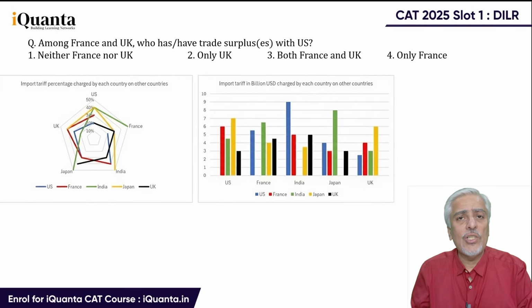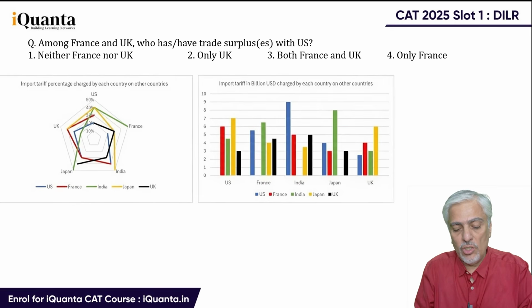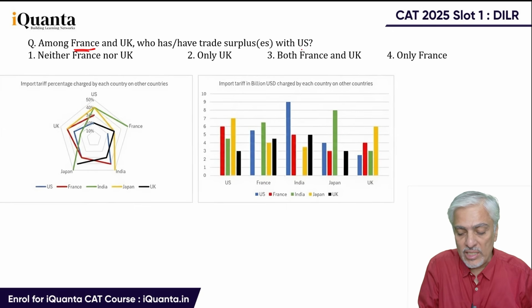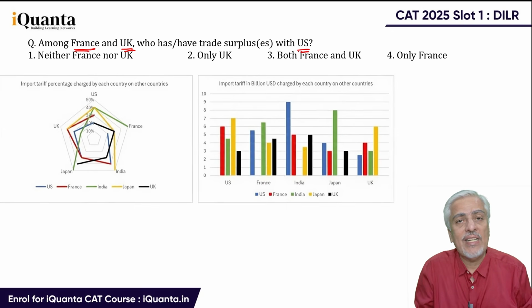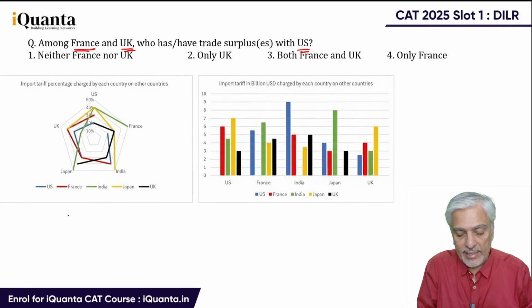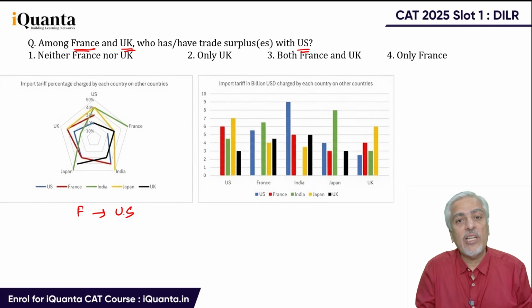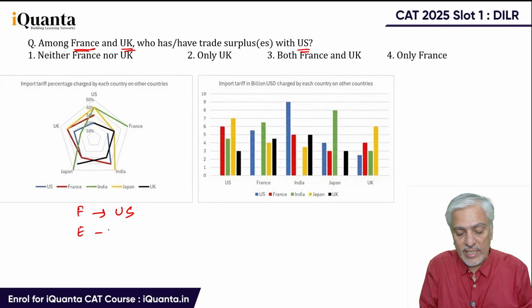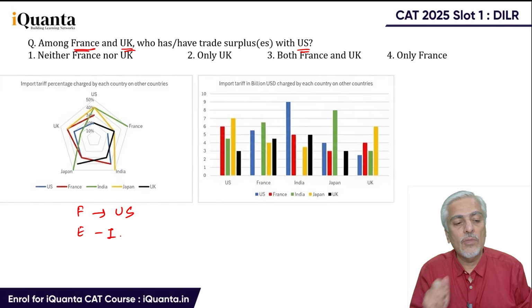Let's have a look at the last question. In this question, they said among France and UK, which or who has or have trade surplus with US. That means I'll have to check France with US, and then I'll have to check for UK with US, and I'll have to check for trade surplus. That means if I'm first checking, say France with US, and if I'm checking for trade surplus, I'm checking export minus import. So how do I go about this?